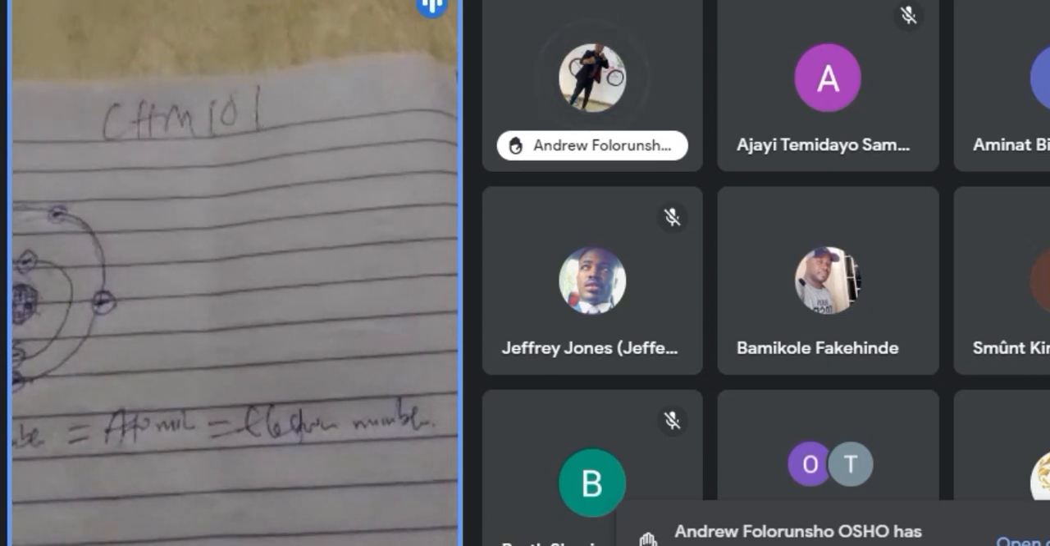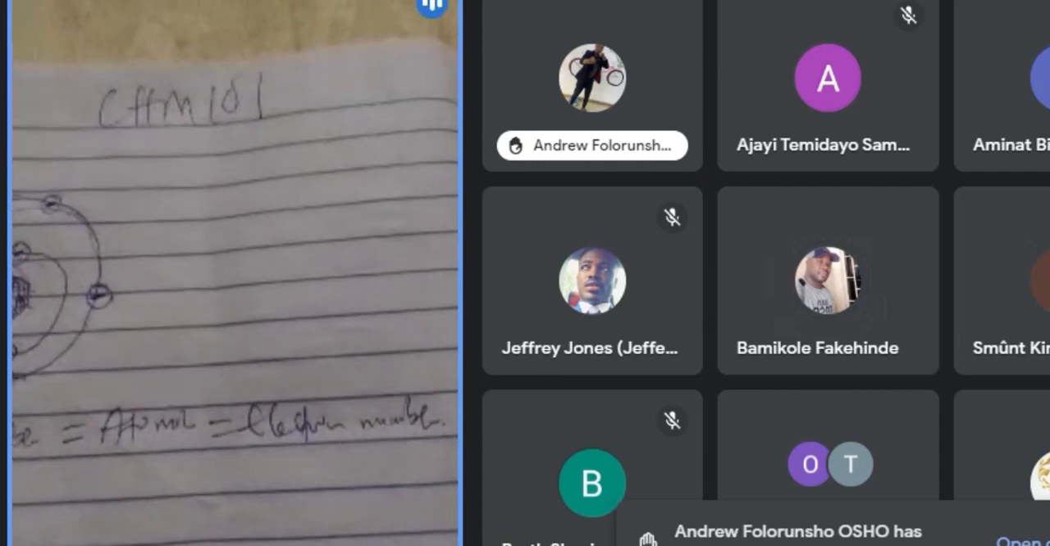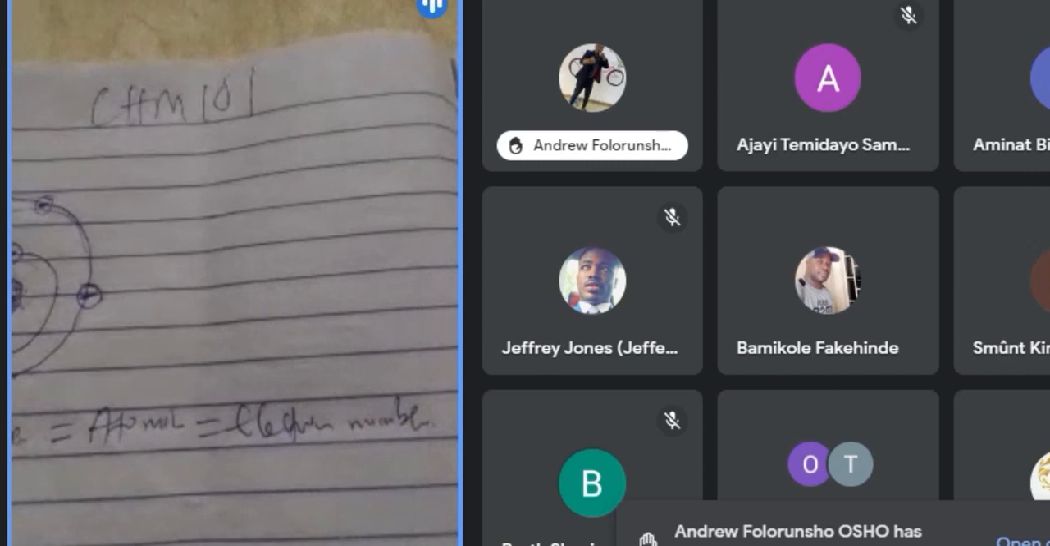The second thing is the electronic configuration. It's that electronic configuration that determines the chemical properties of that element. Electronic configuration is the second thing. And after the electronic configuration is what we call the shell configuration.